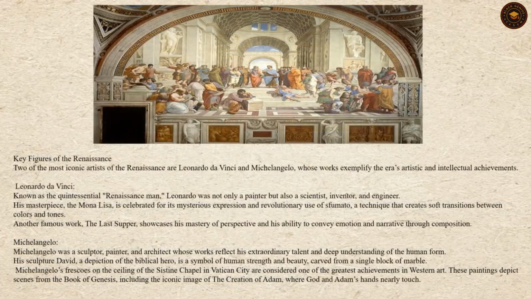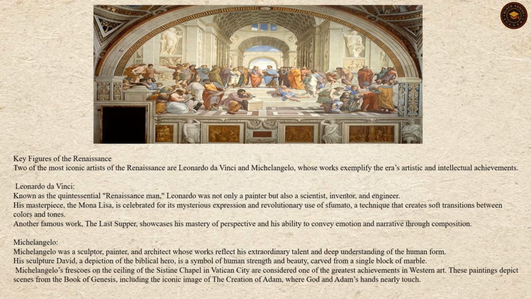Key figures of the Renaissance. Two of the most iconic artists of the Renaissance are Leonardo da Vinci and Michelangelo, whose works exemplify the era's artistic and intellectual achievements. Leonardo da Vinci, known as the quintessential Renaissance man. Leonardo was not only a painter but also a scientist, inventor, and engineer. His masterpiece, the Mona Lisa, is celebrated for its mysterious expression and revolutionary use of sfumato, a technique that creates soft transitions between colors and tones. Another famous work, The Last Supper, showcases his mastery of perspective and his ability to convey emotion and narrative through composition.